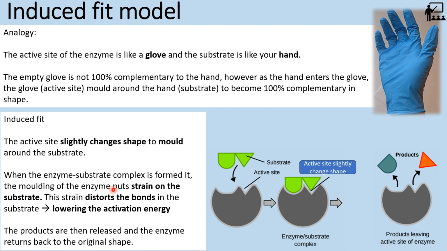So when the enzyme-substrate complex is formed, the molding of the enzyme puts strain on the substrate. That change in shape puts strain on the substrate, and that strain distorts the chemical bonds in the substrate. By distorting these chemical bonds, you are lowering the activation energy for this reaction. After that, the products are released and the enzyme returns to its normal shape. That's the end of the enzyme mechanism.